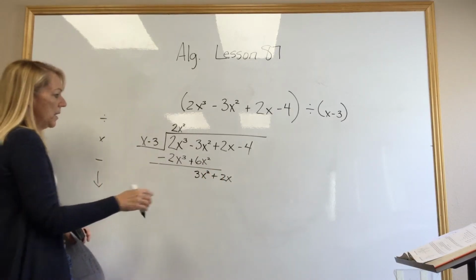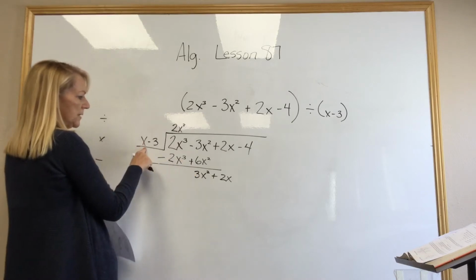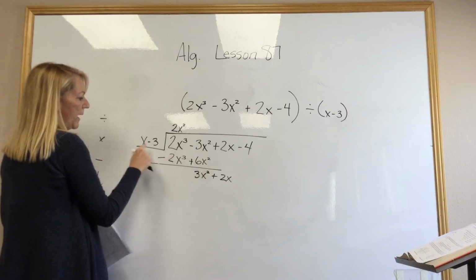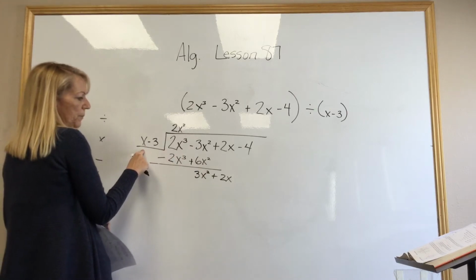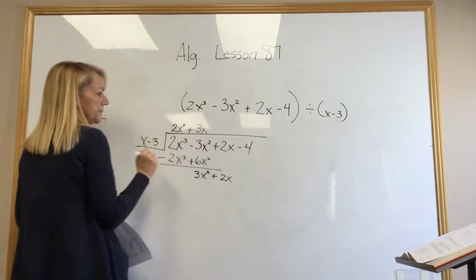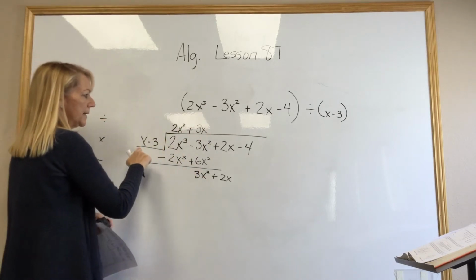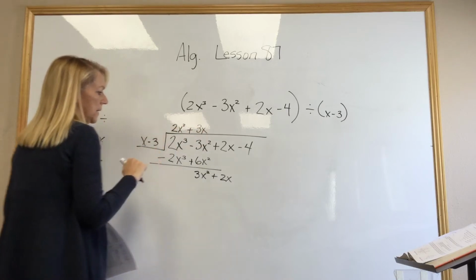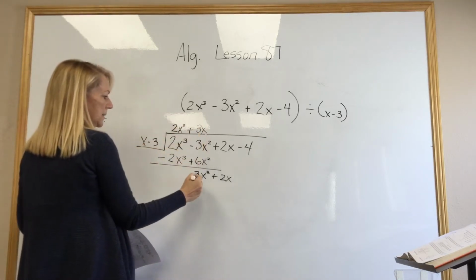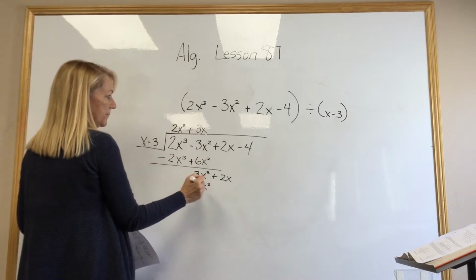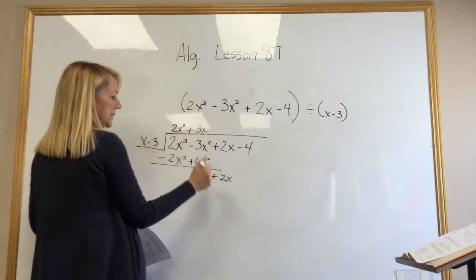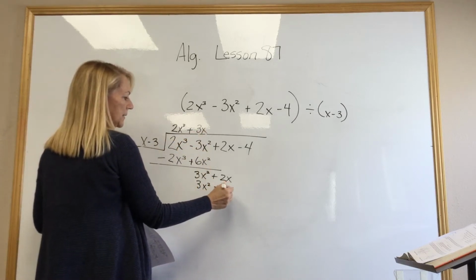Let's go again. So now I'm looking at this one, and I'm looking at this one. These two are just along for the ride. 3x squared divided by x. So that would be 3x. So it's a positive 3x. 3x squared divided by x is 3x. So now I multiply. X times 3x is 3x squared. Now I have to do his friend. Negative 3 times 3x is negative 9x.